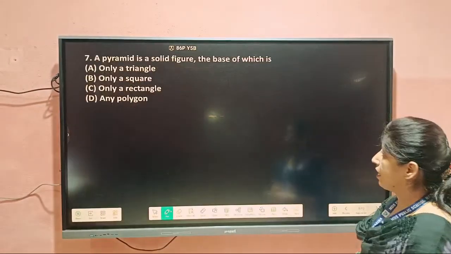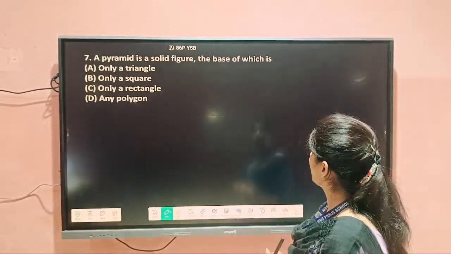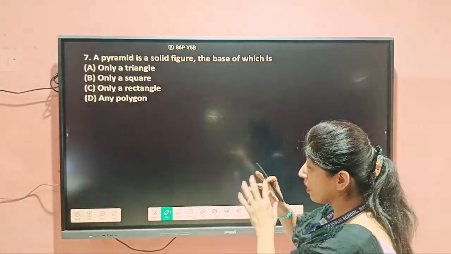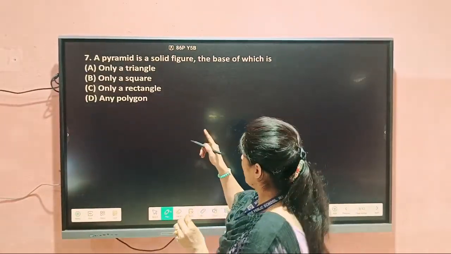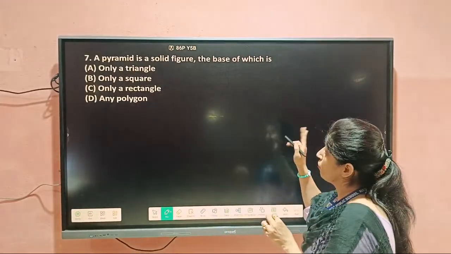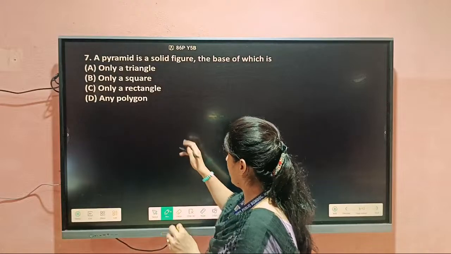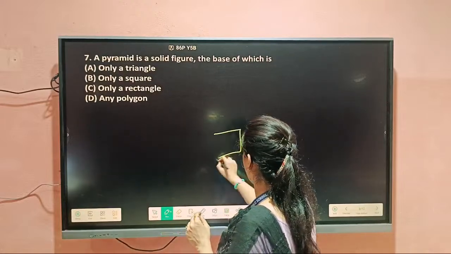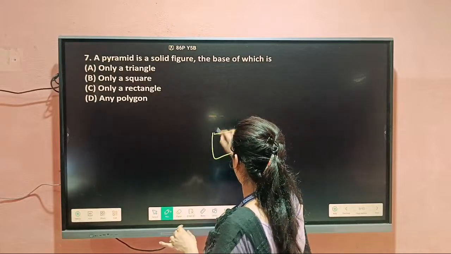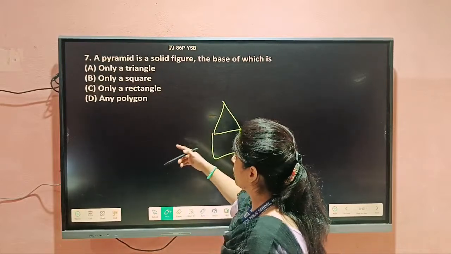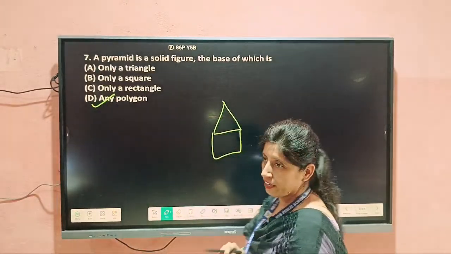Okay. Next, a pyramid is a solid figure, the base of which is only a triangle, only a sphere, only a rectangle. We can make a pyramid by any base we can take. Maybe a sphere, maybe a rectangle, maybe a triangle. So any polygon we can take.